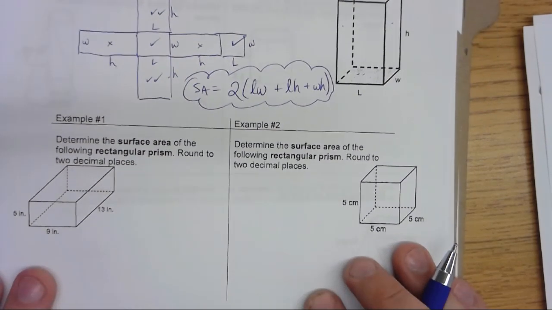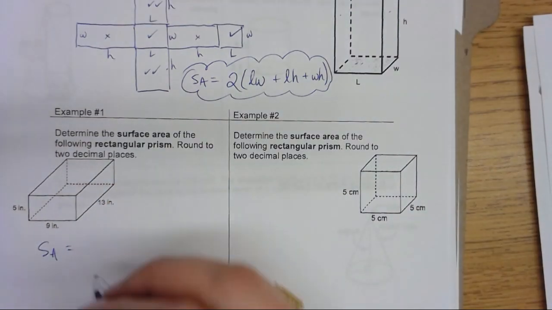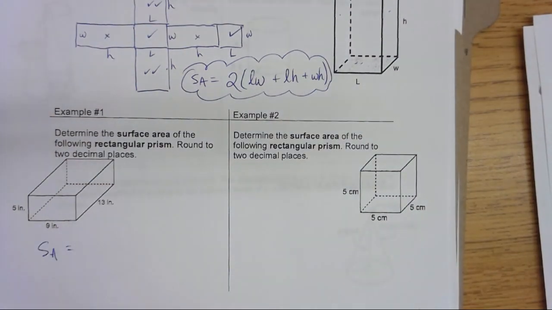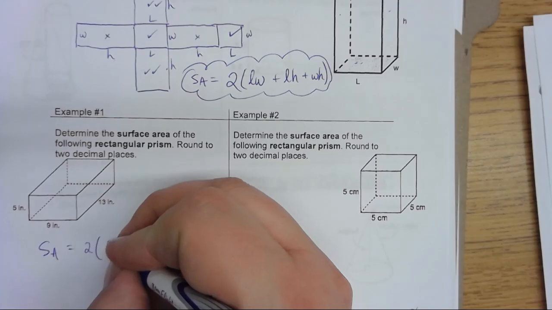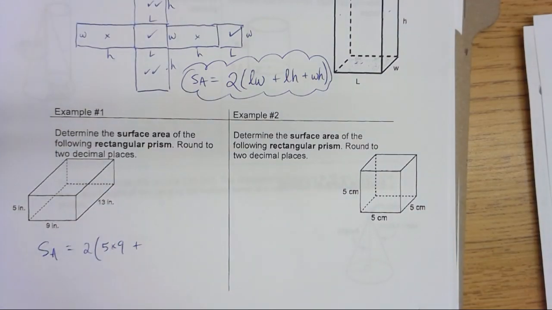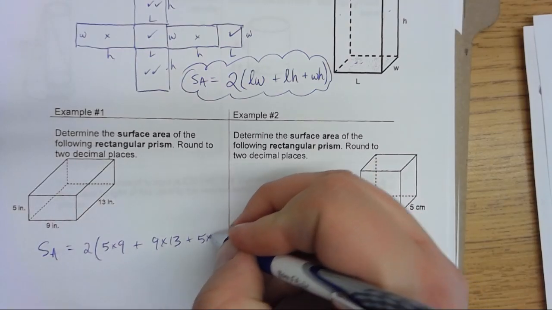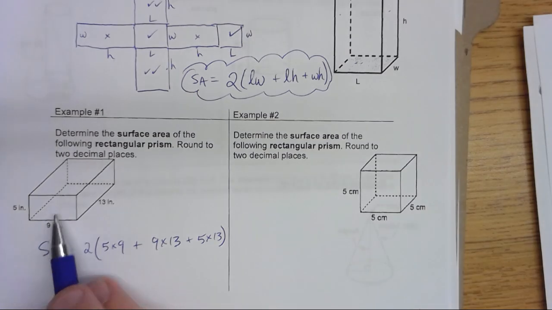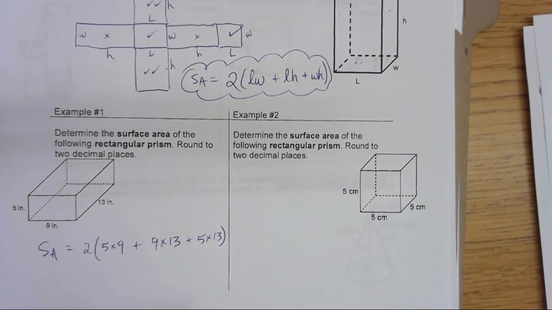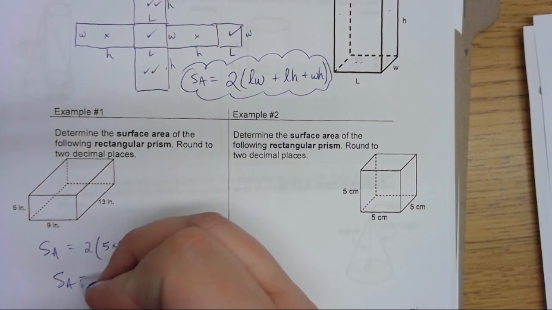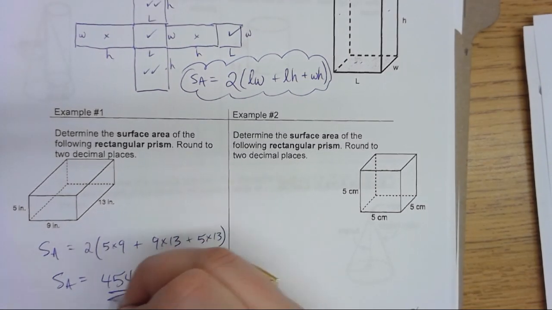Alright, let's try a couple of examples. First, the surface area here is, okay, let's see. Does it matter which one I call length, width, or height? No, not really. So I'll say that this face here is length times width. So I have two 5 by 9s plus 9 by 13 plus 5 by 13. So basically two rectangles like the ends, two rectangles like the top and bottom, and two rectangles like the left and right faces. And that, when I work out all that math, works out to 454 square inches.